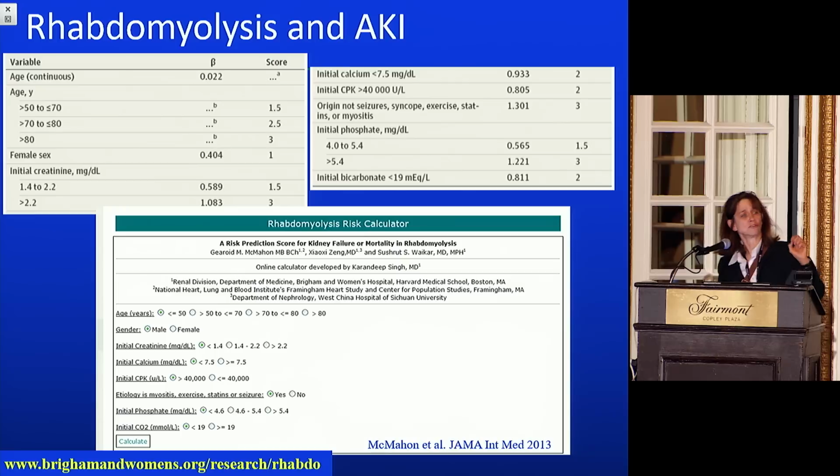If you ended up with a low score, you had a less than 3% of developing AKI. Low score defined as 5, a high score defined as 10. The risk of AKI went from 3% with a low score up to a high of about 59%. This was validated. It was developed at Mass Gen, validated at the Brigham.